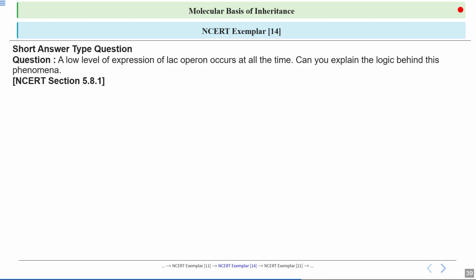Okay, let's have a look at the answer. For more information, you could read NCERT section 5.8.1 as well. Clear? See, the low level of expression occurs all the time. This is crucial because it ensures that a small amount of the enzyme needed to metabolize lactose is always available. Lactose is metabolized by the enzyme beta-galactosidase. It breaks down lactose into galactose and glucose. So this basal level expression allows the cell to quickly respond to the presence of lactose.